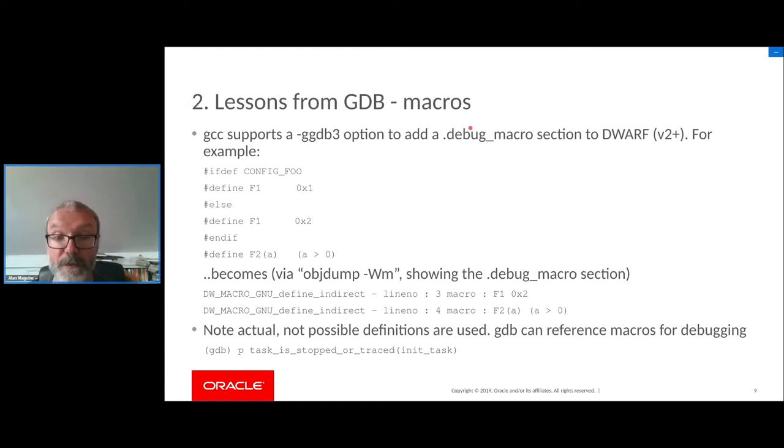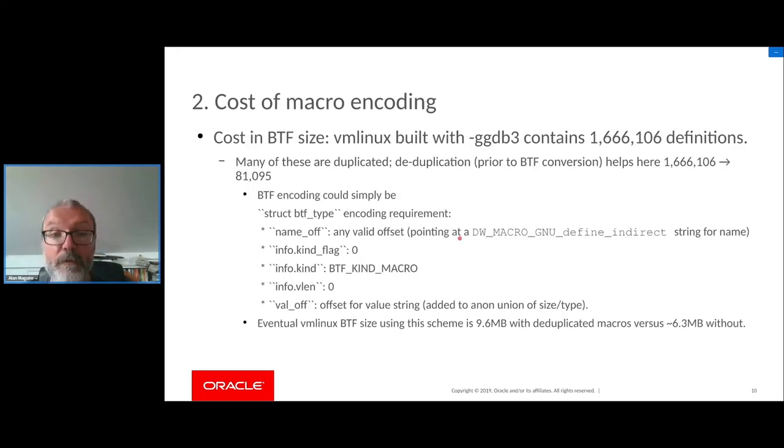But for our purposes, it would be useful to have things like constant value definitions, so we don't have to redefine them, or we don't have to include the kernel headers that define them. So that makes life a lot easier. But then, of course, the big question that looms over all of these things is, what's the cost?